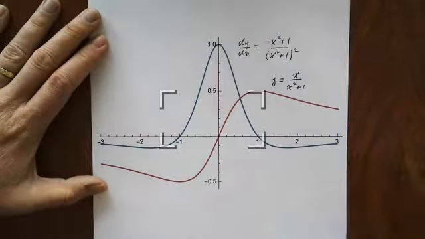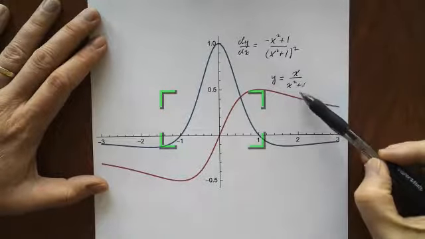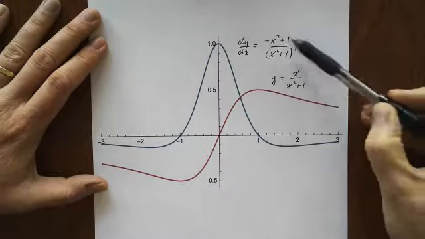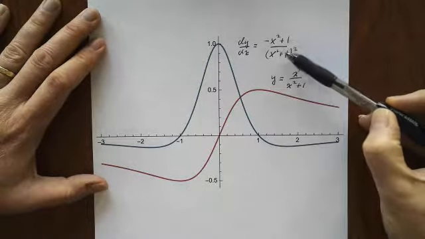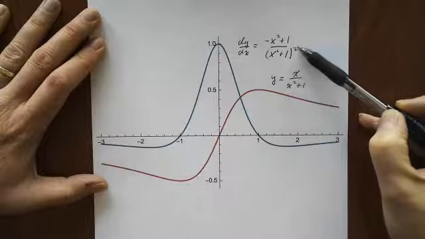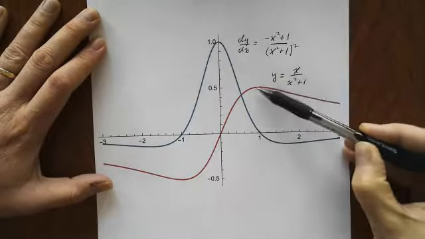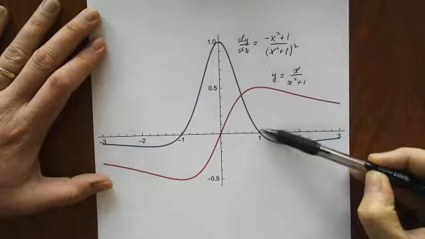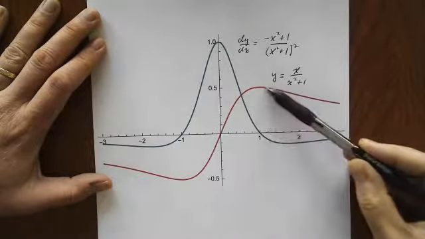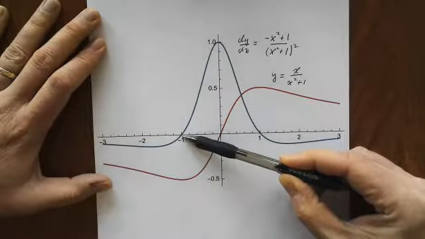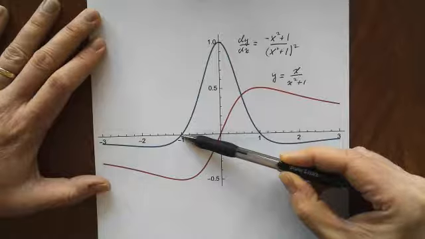Okay, this makes sense graphically. What I have here in red is the original function, y equals x over x squared plus 1. And here's the derivative function we just computed, minus x squared plus 1 over x squared plus 1 squared. Now notice how when the original function y has a slope of 0, the derivative graph crosses the axis. That's true here, and that's true here. The slope is 0 here. The derivative crosses the horizontal axis.